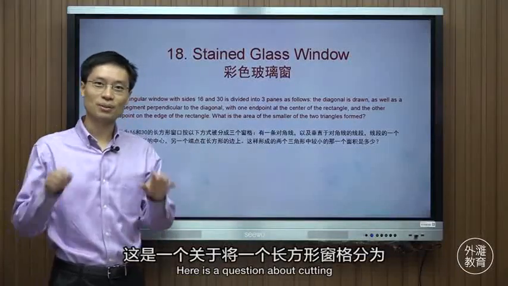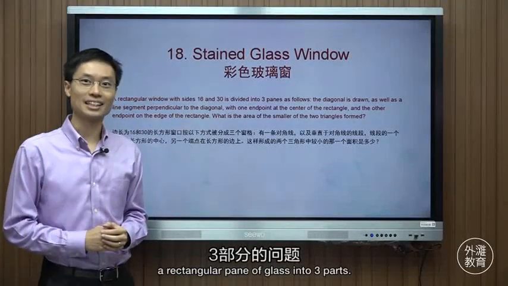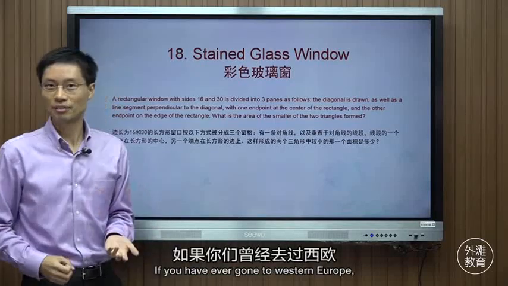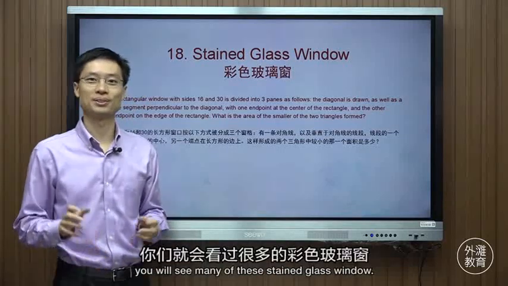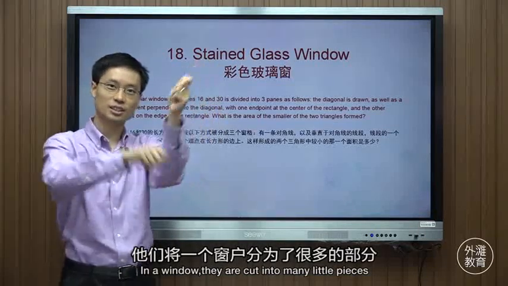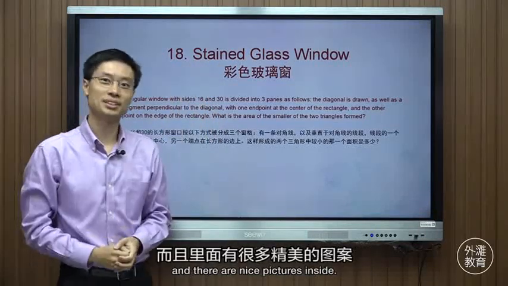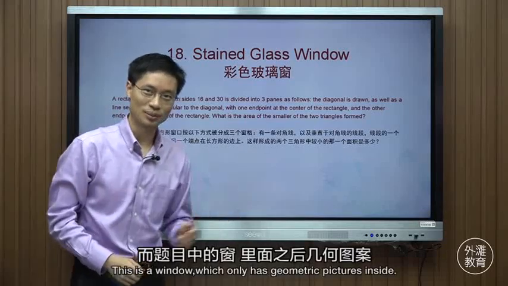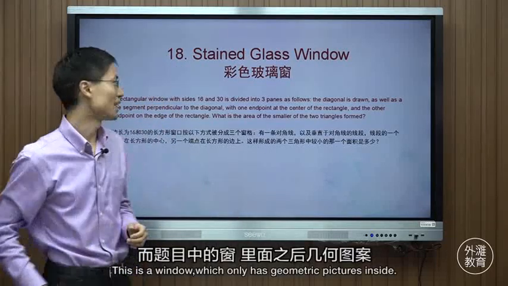Here's a question about cutting a rectangular pane of glass into 3 parts. If you have ever gone to Western Europe, you'll see many of these stained glass windows, where you have a window and it's cut into many little pieces, and there are nice pictures inside. This is a window which only has a geometric picture inside.